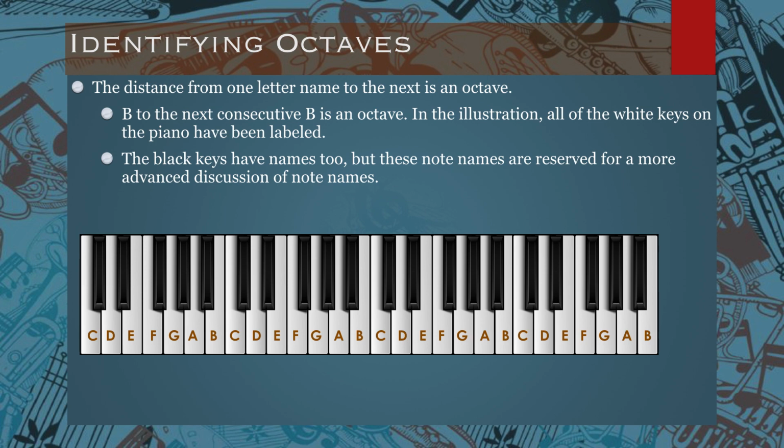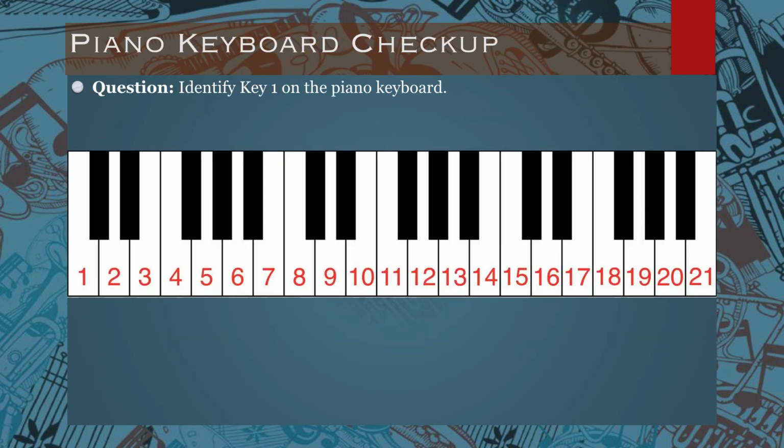So let's go over a few questions to make sure you understand this. And this is actually going to be your first theory drill. The first theory drill is going to ask you to identify keys on the piano. So here's an example of that. Identify key 1 on the piano keyboard. So you look up number 1, you see it's the very first key on the piano, and since it's to the left of the double set of black keys, we know that the answer has to be C.